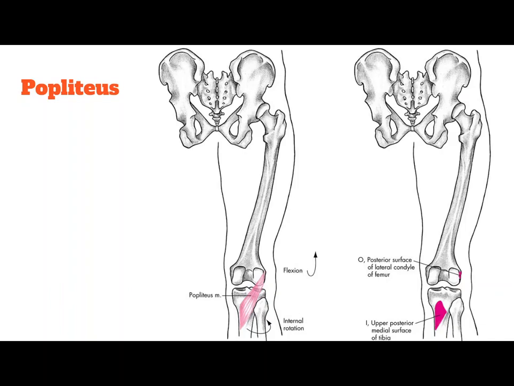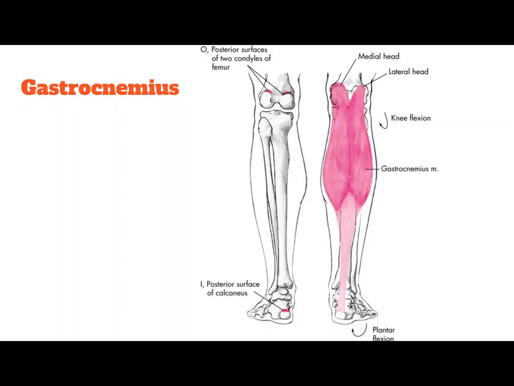In this section, we also add the gastrocnemius, because even though we think about it as a strong plantar flexor of the ankle joint, it crosses the knee joint posteriorly. And so it contributes to knee flexion.